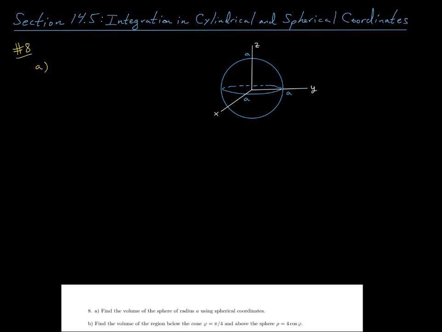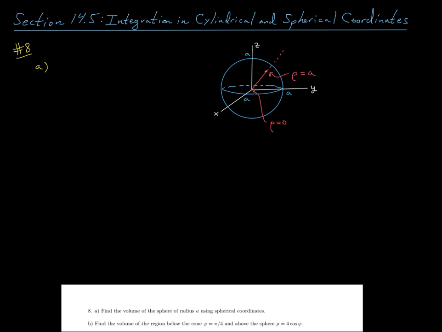So here I have a sphere of radius a centered at the origin. And so to think about letting, say, the radial distance rho vary first, we're going to let rho vary from 0 when we're at the center of the ball out to a distance of rho equals a, which is simply the radius of the ball, right? So rho will vary from 0 to a.